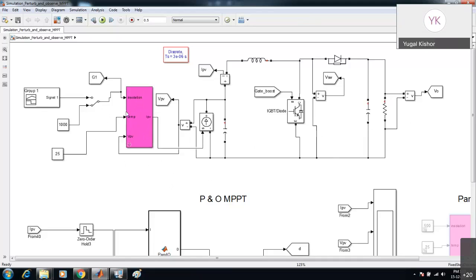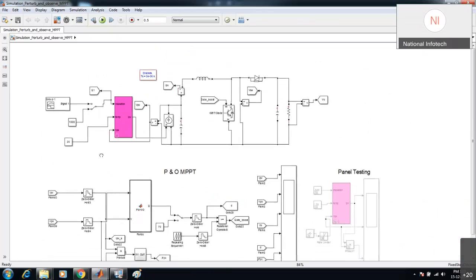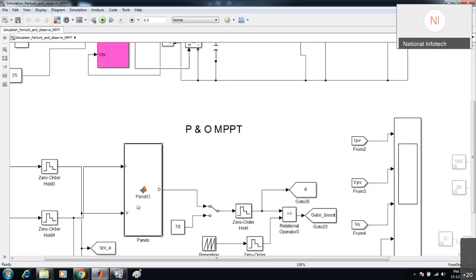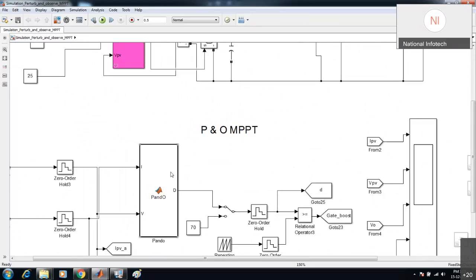First, this is a standard test condition, as I said: 1000 watt per meter square irradiation, which we have kept at 25 degrees Celsius. At that time this panel should give 450 watt power, and we will try to get the maximum power at the output of this boost converter. So here is this MPPT algorithm.